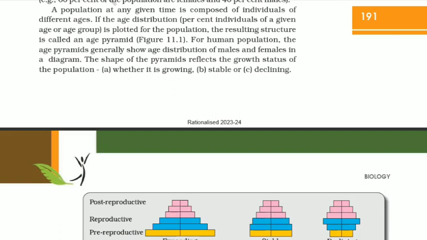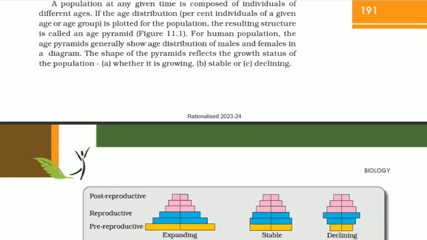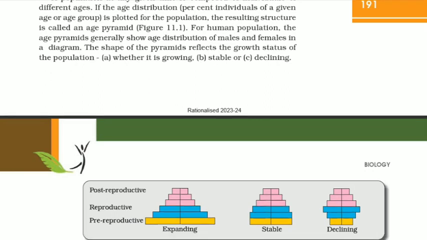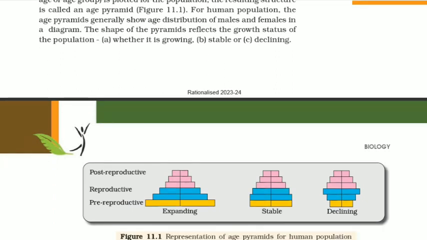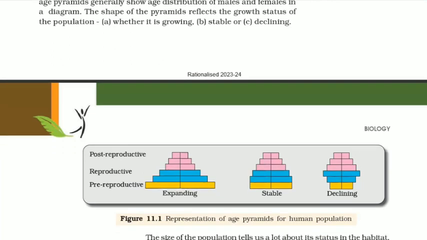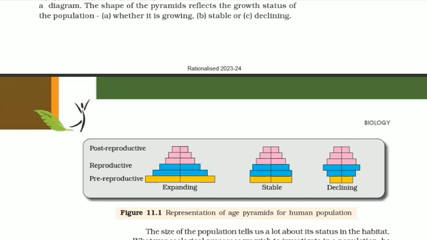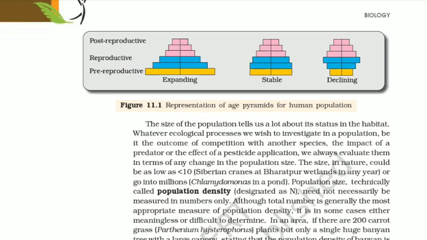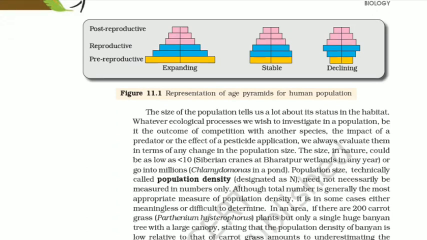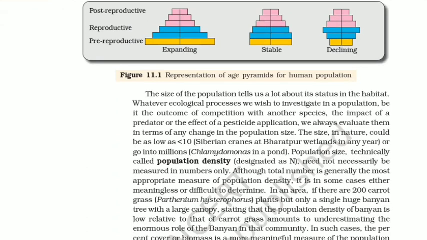A population at any given time is composed of individuals of different ages. If the age distribution, that is percent individuals of a given age or age group, is plotted for the population, the resulting structure is called an age pyramid, as shown in figure 11.1. For human population, the age pyramids generally show age distribution of males and females in a diagram. The shape of the pyramid reflects the growth status of the population: A, whether it is growing, B, stable, or C, declining. Here is figure 11.1 representing age pyramids for human population. You can have a look.